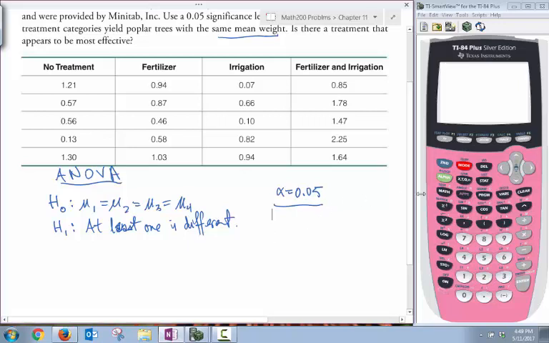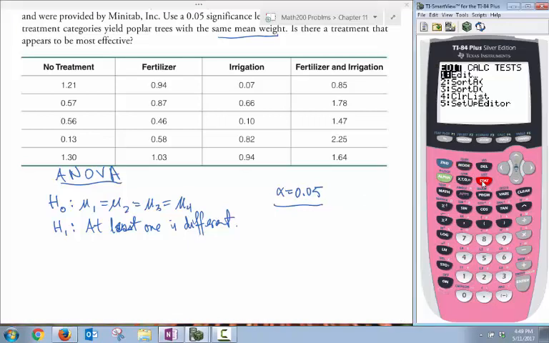Before we get to the analysis of variance test, we want to input our data into our calculator. I would put the no treatment column into L1, the fertilizer column into L2, the irrigation into L3, and the fertilization and irrigation in the fourth list. Let me just add this last number, 1.64, and then now we're ready to go.